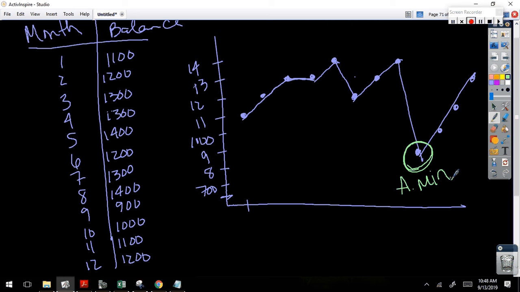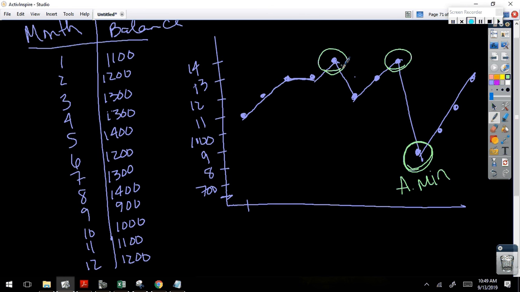It's her lowest bank account. The lowest she ever had over the course of 12 months was $900. The highest, the most she ever had, exactly, it occurred twice. So is it absolute or relative? Mm-hmm. Can't have two absolutes. Okay, so these are relative. So the most she ever had was $1,400, and it happened not once but twice.